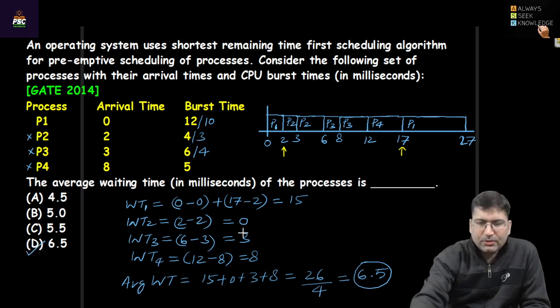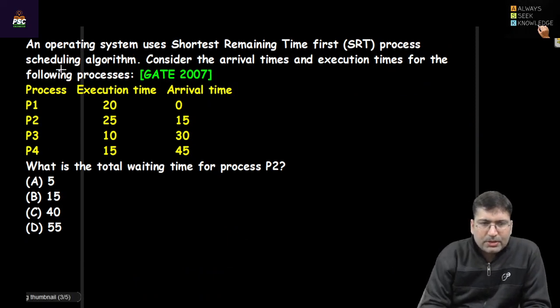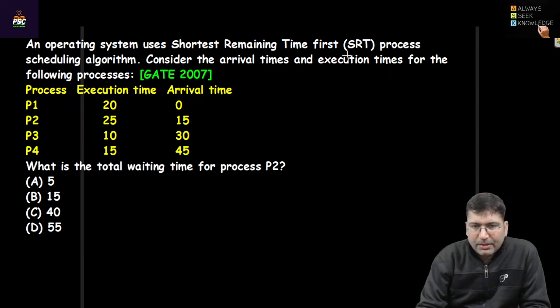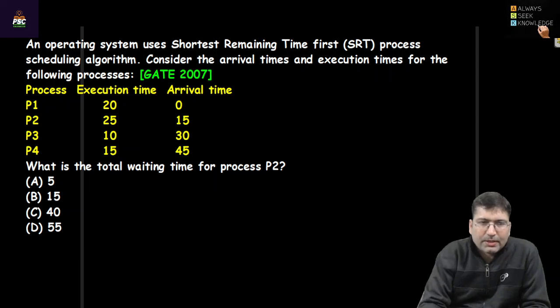Okay, now let's solve the next question. The next question is from GATE 2007. An operating system uses the shortest remaining time first process scheduling algorithm. Consider the arrival time and execution time for the following processes. Processes are given. Total waiting time for the process P2. So we need to calculate just the waiting time for process P2. So let's quickly draw the Gantt chart.